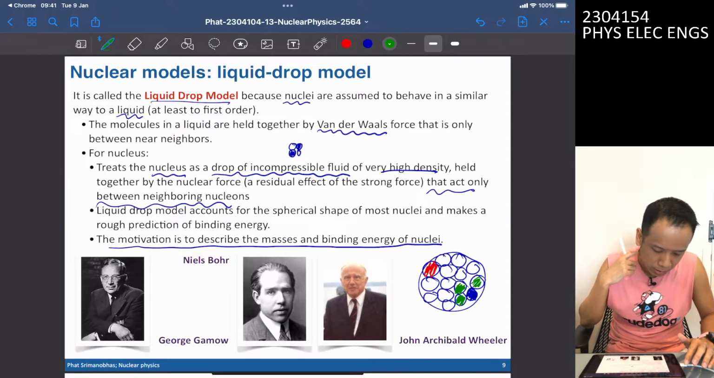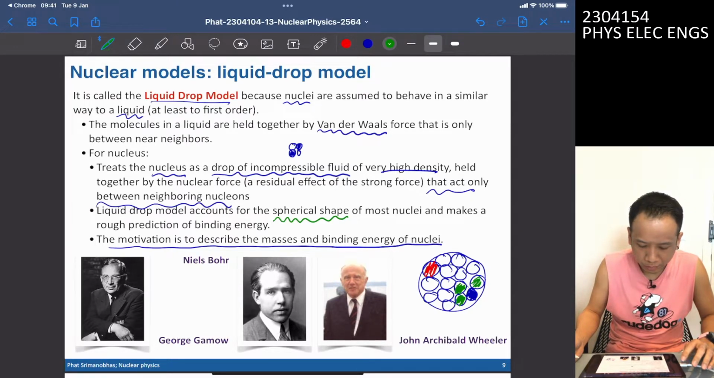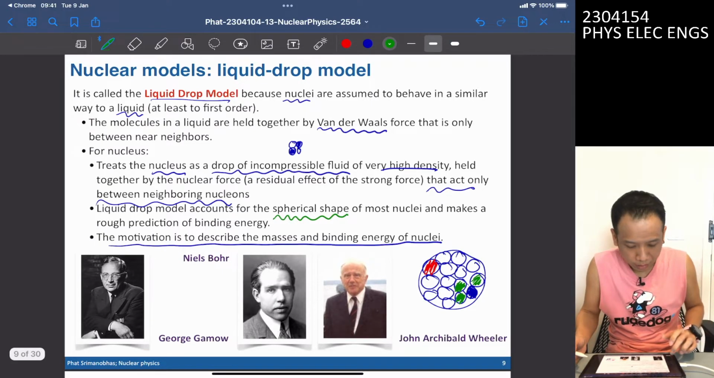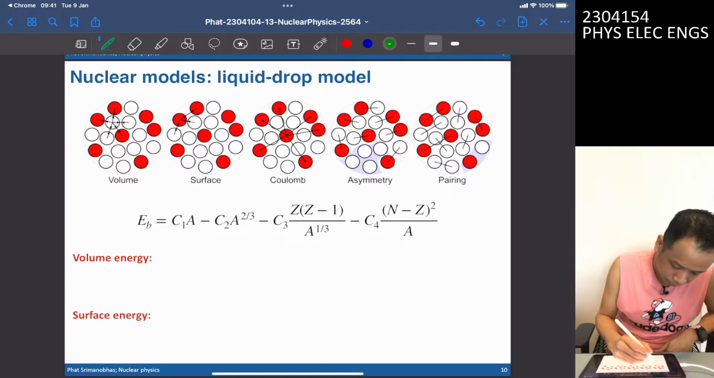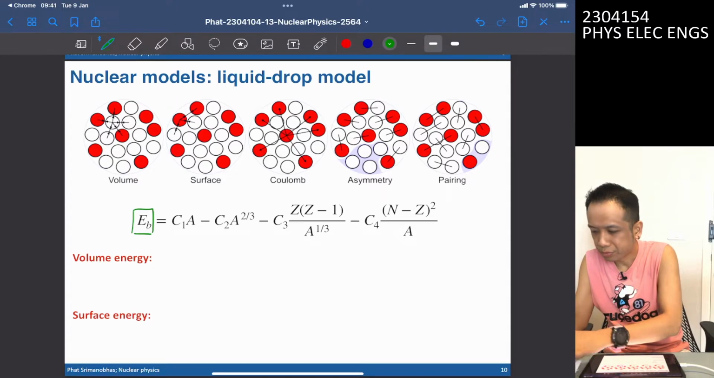As a liquid, we consider that it has a spherical shape. So with these considerations, what is going to be the binding energy? We want to know about the binding energies.